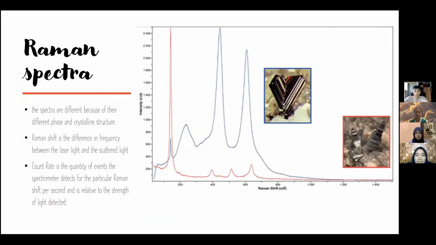So this is the Raman spectra. As you can see, there are two spectra, the blue one and the red one. This is because the spectra are different due to their different phase and crystalline structure. Then the Raman shift is the difference in frequency between the laser light and the scattered light. The count rate is the quantity of events the spectrometer detects for a particular Raman shift per second and is relative to the strength of the light detected.